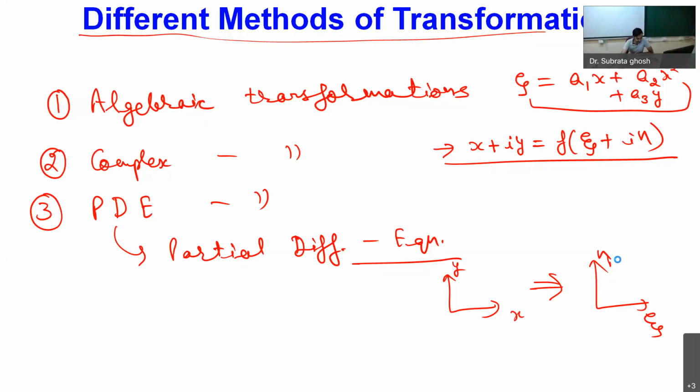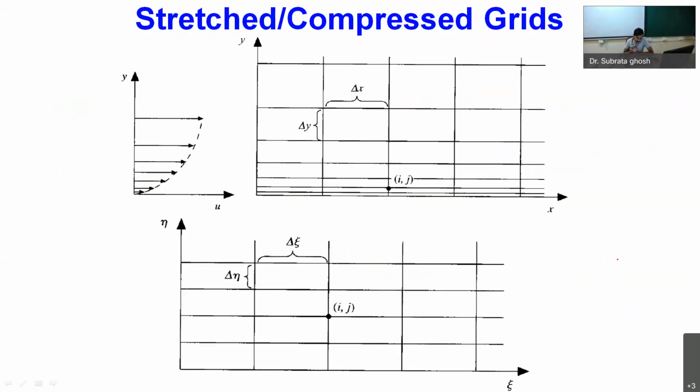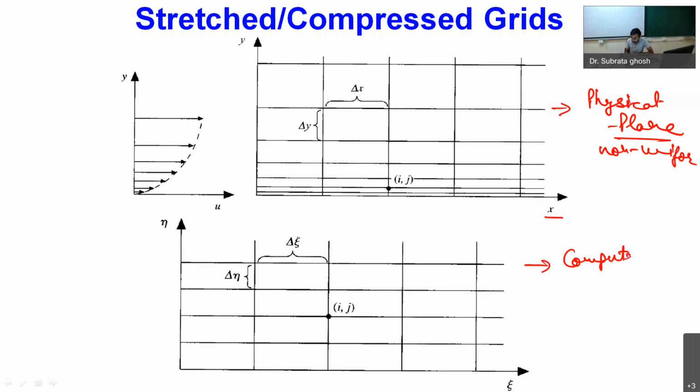Now let us see the specific examples. Okay, if you recall, yesterday I gave you one task: we have some grid in the xy coordinate system, which is nothing but our physical plane, where we have a non-uniform mesh structure. And this is our zeta eta plane, which is nothing but a computational plane. In this computational plane, we have our uniform structured mesh.